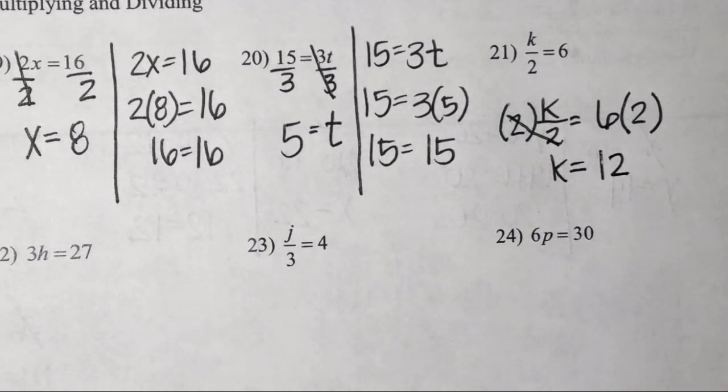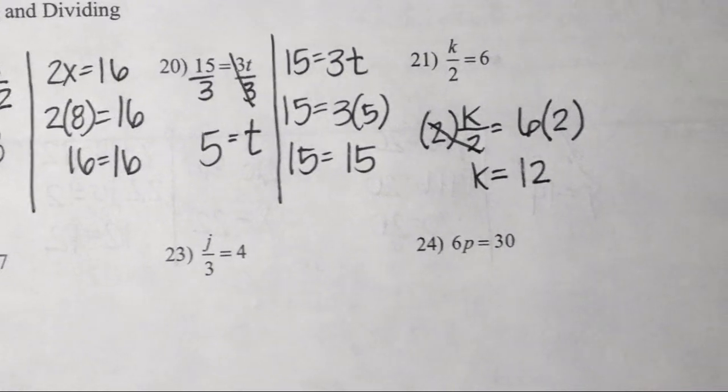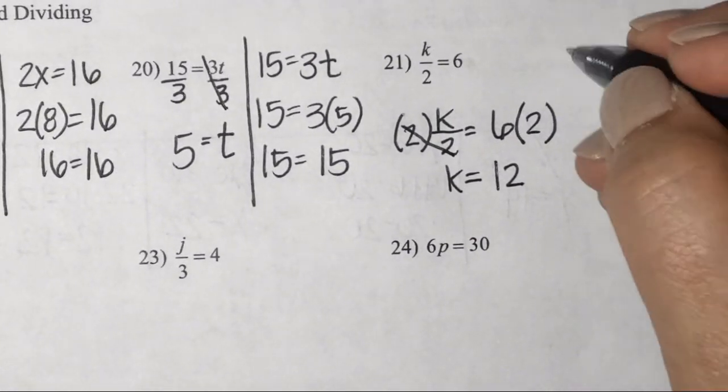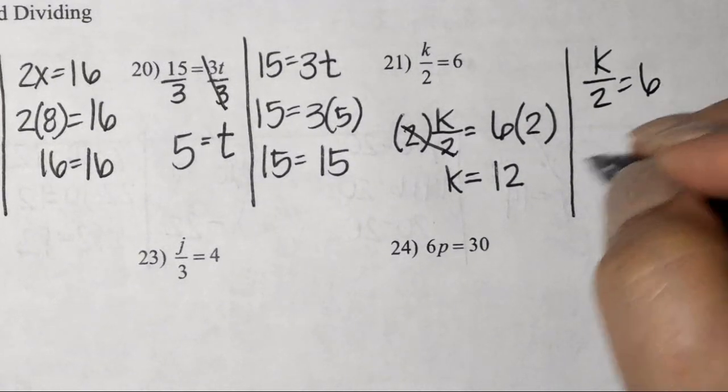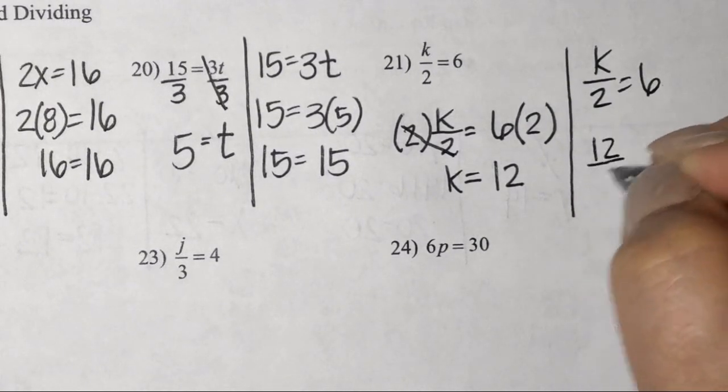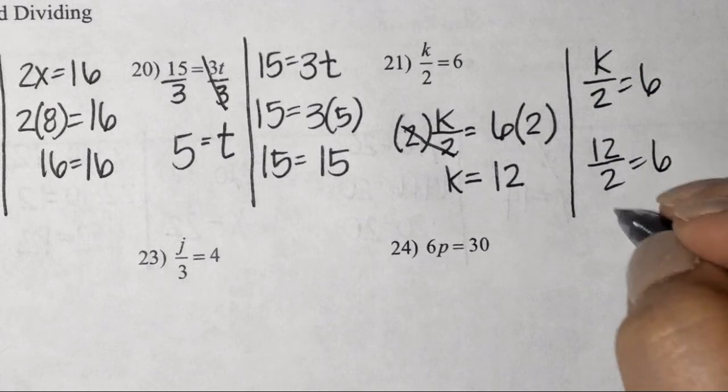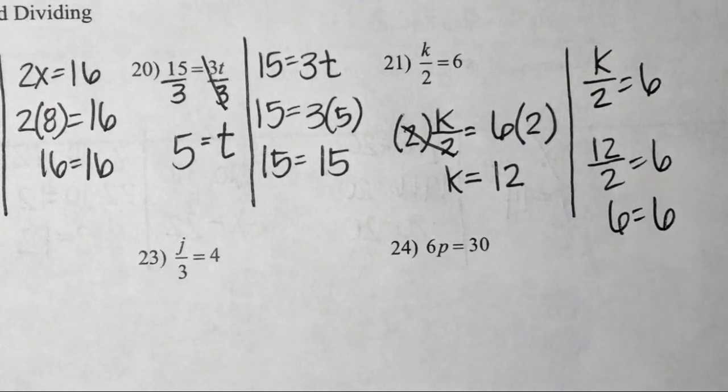Okay. You're doing just the opposite. So when I check it, k divided by 2 equals 6. I'm going to plug in 12 for k, and 12 divided by 2 is 6, which equals 6.